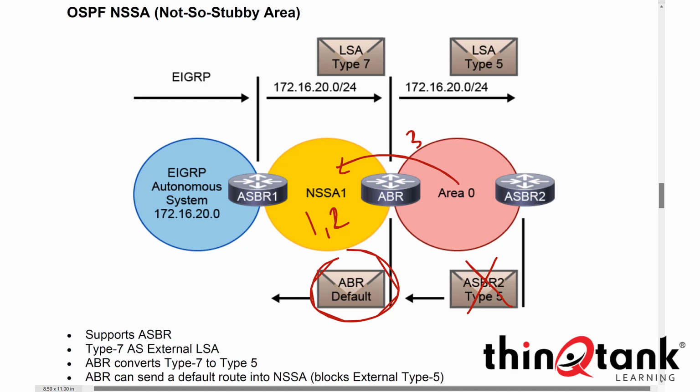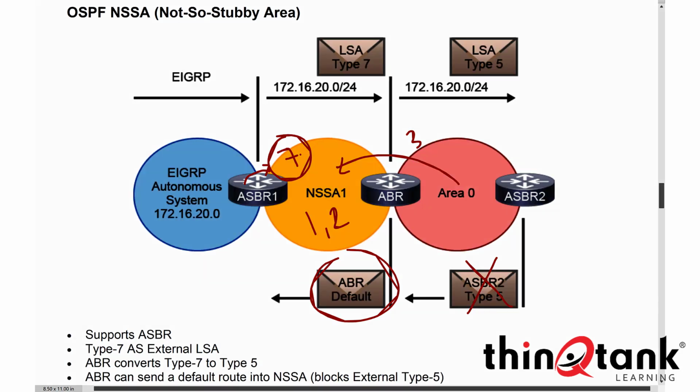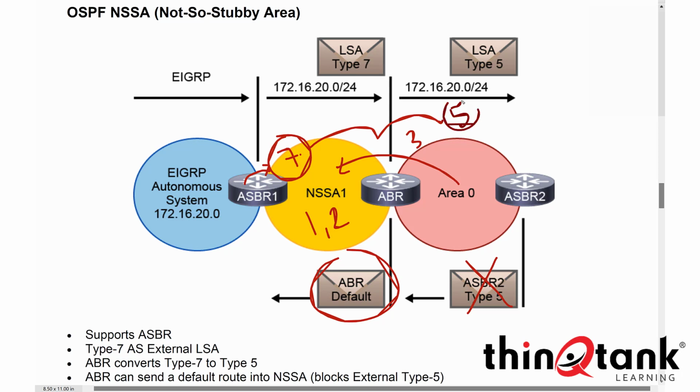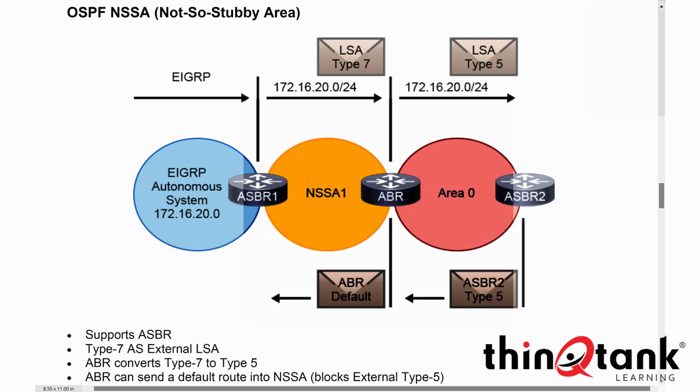Because this is a special area type and type 5s are not allowed, the ASBR is going to be sending in those external routes as type 7s, which actually look exactly like type 5s. They're formatted basically exactly the same. And in fact, those type 7s become type 5s when they leave the area. All right? So kind of a lot of stuff happening here, but an NSSA is really just a stub area that allows those type 7s and allows you to attach an ASBR to that special area type.